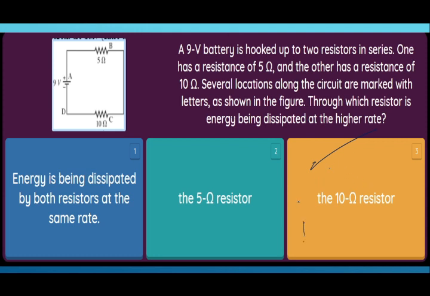Why? From the previous lessons, P is equal to I squared R. Since this is in series connection, the current is the same for the 5 ohm and 10 ohm resistor. So, the higher the resistance, the greater is the power.